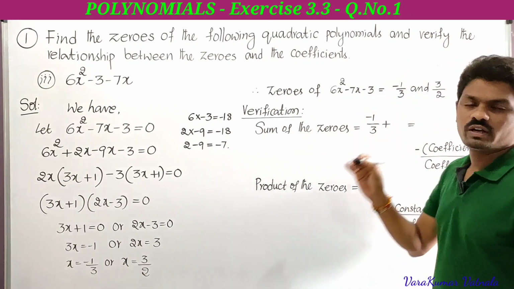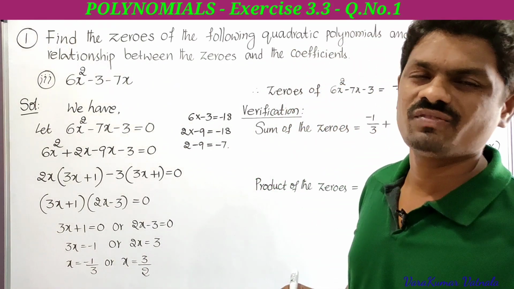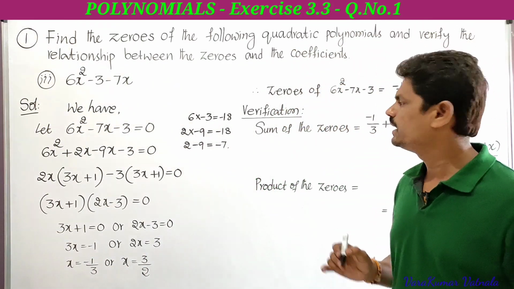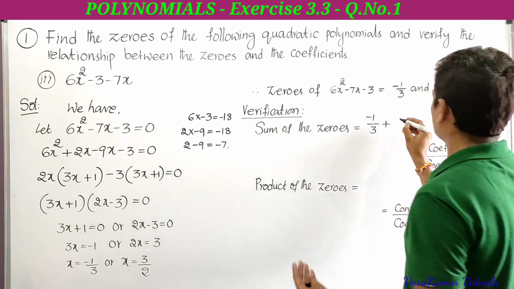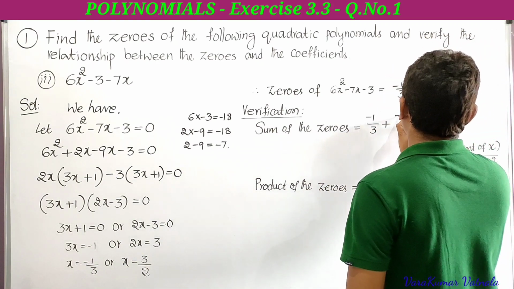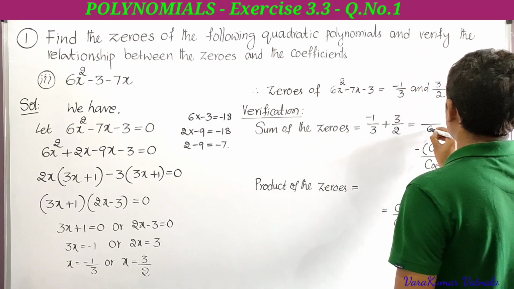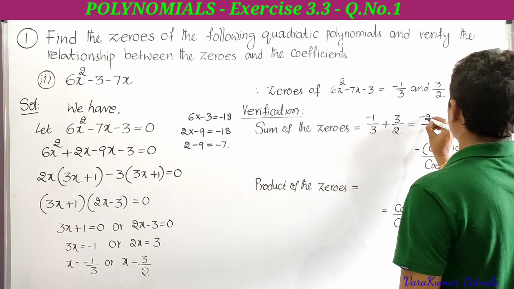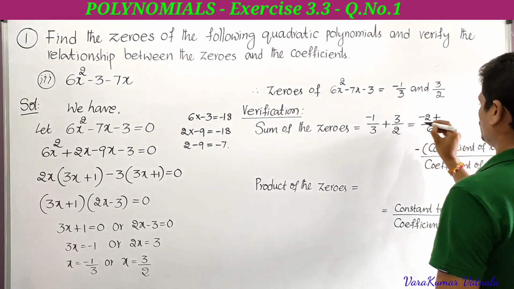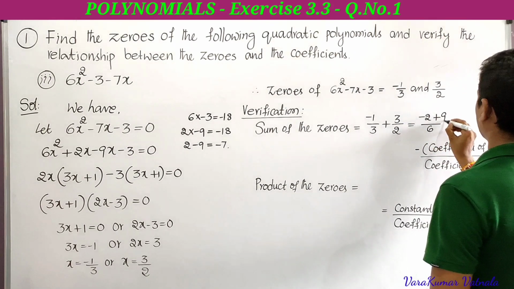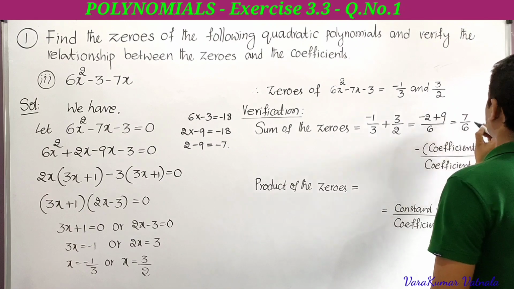Now we have to verify the relationship between the zeros and the coefficients of the given quadratic polynomial. For that we find the sum of the zeros, which is −1/3 + 3/2. Find the LCM. 6 is the LCM here. We get −2 and +9, since 2 threes are 6 and 3 threes are 9. So −2 + 9 is 7/6.